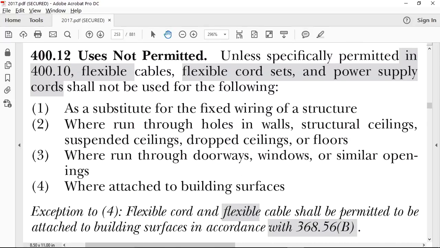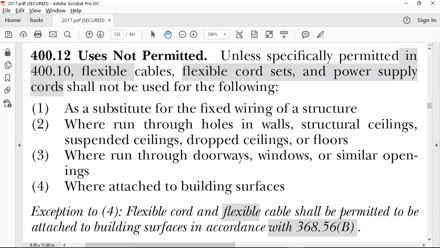So now, I see this, so I submit a public input. Hey guys, you need to add the words flexible cords to 400.12 because you made a mistake, and you should remove flexible cord sets and power supply cords. They saw Mike Holt, they saw public input, they immediately rejected it, instead of reading it and seeing where I said, add flexible cords back. So now 400.12 does not have flexible cords, so there's no prohibition.